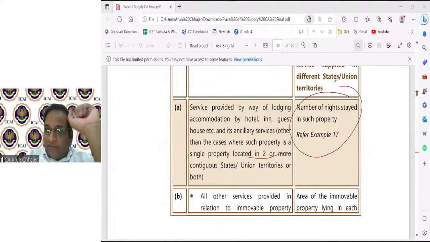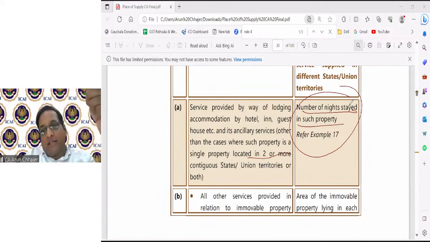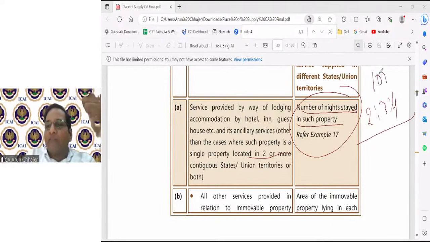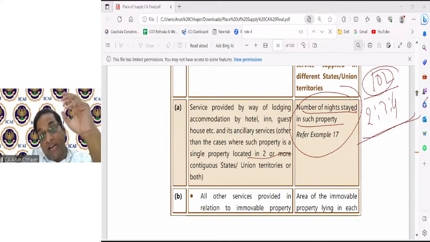Suppose I have taken a service from Taj Hotel. I am staying in Mumbai for 2 days, in Delhi for 3 days, and in Calcutta for 4 days, and Taj Mumbai is raising a single consolidated invoice. It says that the place of supply would be apportioned according to the contract. I do not have any contract. Then the place of supply will be apportioned based on the number of nights stayed in each property. So the ratio will be 2:3:4. Total 10 lakh is being charged, so I will apportion 10 lakh in this ratio, and each of the respective states would be the place of supply.